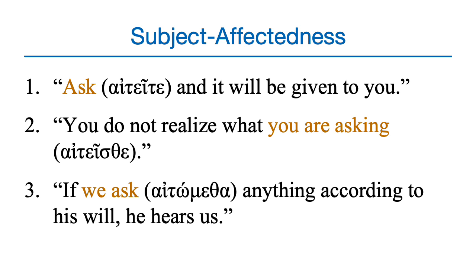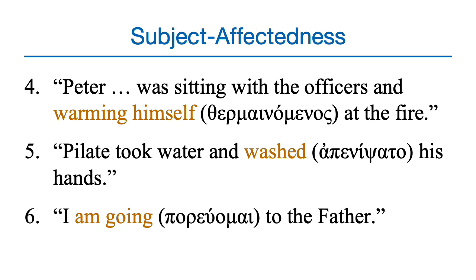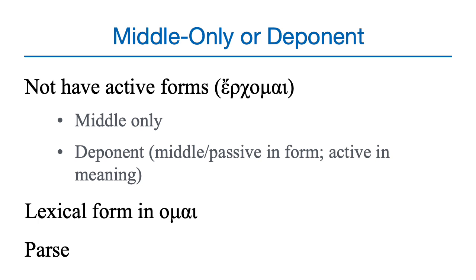You do not realize what you are asking. Aiteisthe, you do not realize what you are asking for yourself. That is the reciprocal aspect of these verbs. Read your text on this and see if you understand what it means to say subject affectedness. This is not too important, so I'm basically skipping over it.